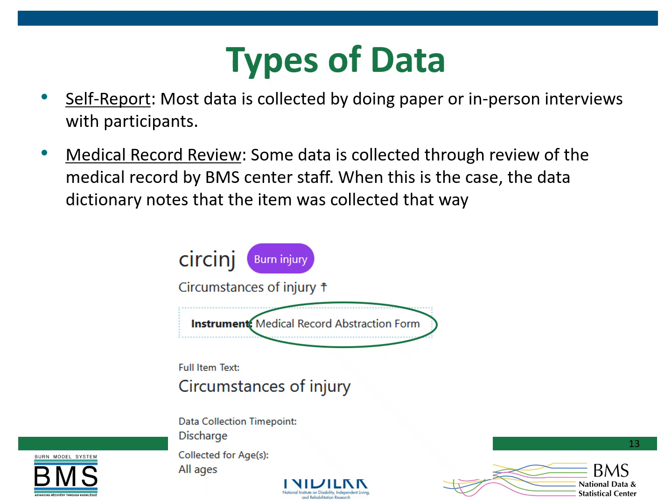As I mentioned earlier, the BMS collects both self-report and medical record review data. In the data dictionary, you can tell whether something is collected by self-report or medical record review a couple of ways. The first way is through the instrument. When data is collected through a review of the medical record by BMS staff, the data dictionary notes that the item was collected that way by showing that it's on the medical record abstraction form instrument, as you can see on the circumstances of injury example we're looking at.